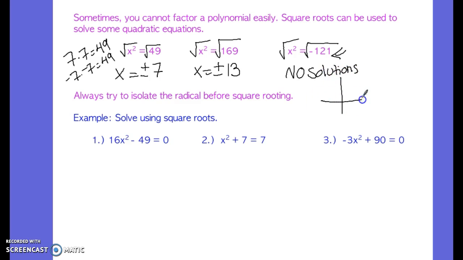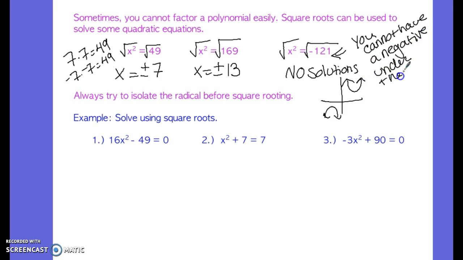That would be as if you had a graph that was opening above or below that never touched the x-axis, because you cannot have a negative under the square root. You can't, nothing times itself will ever be a negative. So always try to isolate the radical before square rooting.